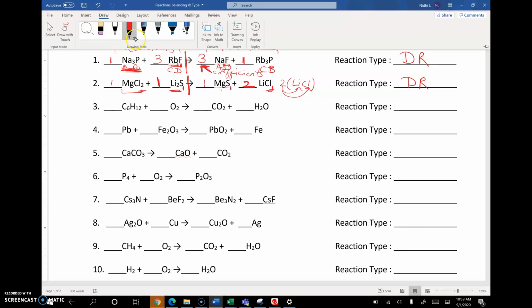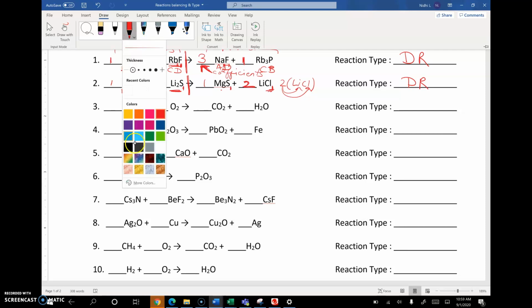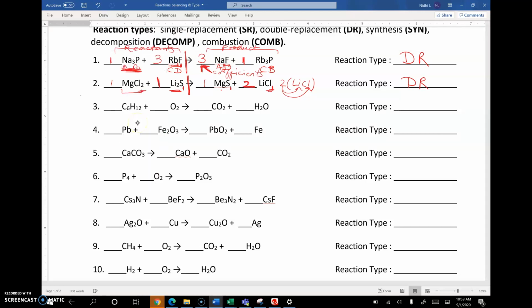I'm tired of this red pen. Let's change this to this one. That looks nice. All right.